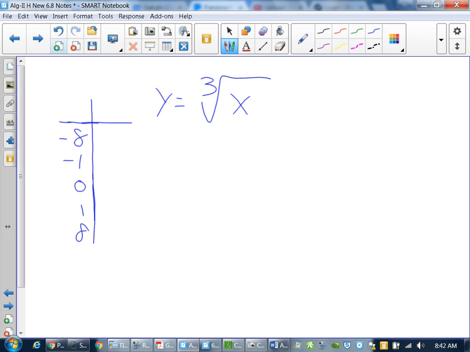Thank you. You're welcome. So what we do here is we're just going to plot these and see what happens. So, what's the cube root of negative 8? Cube root of negative 1, cube root of 0, cube root of 1, and cube root of 8.